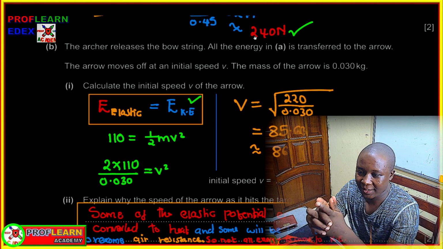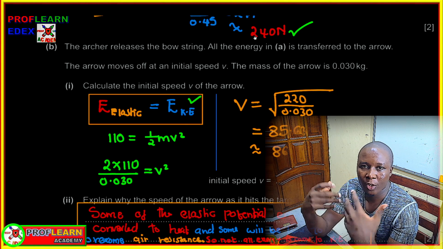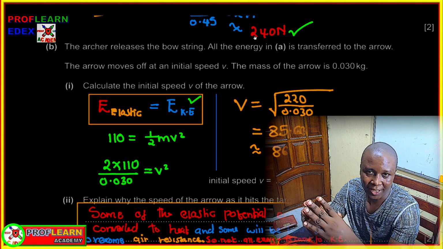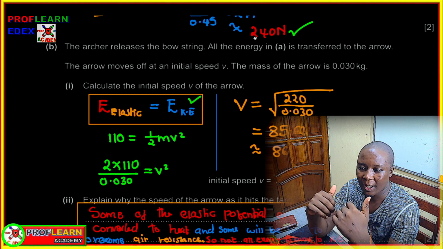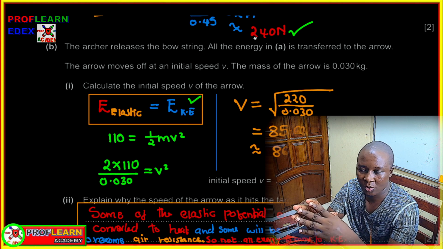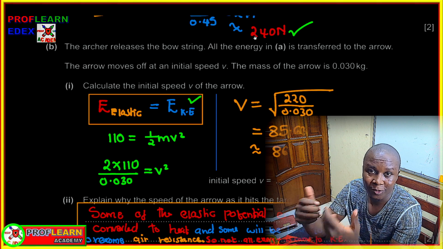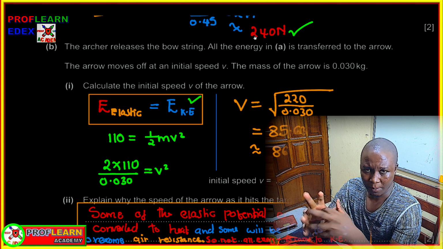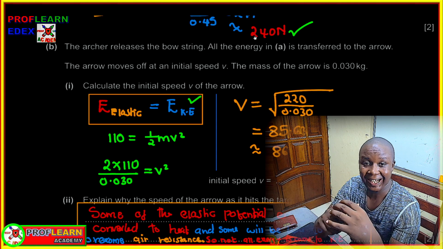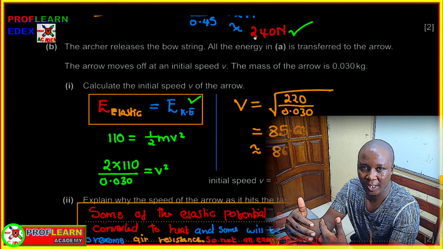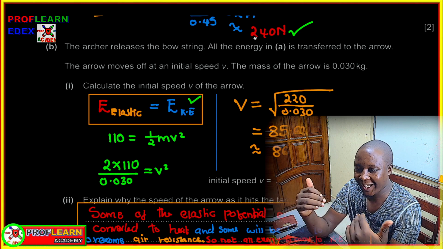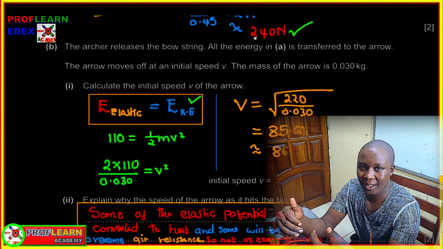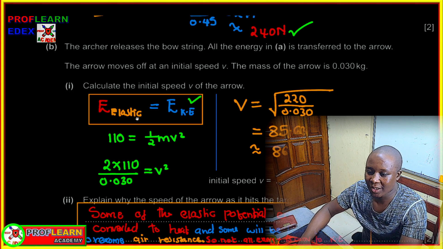Then we are told that the archer released the bow. Remember the law of conservation of energy, which can be asked in an exam: energy cannot be created nor destroyed, but it can be converted from one form to another. You ought to understand that so that you can answer various questions. Here, elastic potential energy has been converted to kinetic energy. So that's why I use the relation that elastic energy is equal to E_K, which is the kinetic energy.